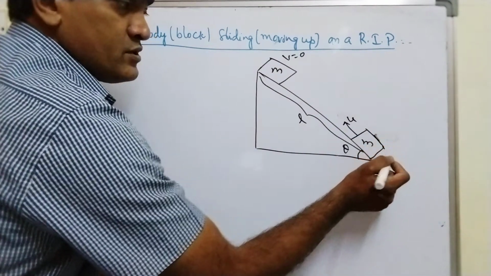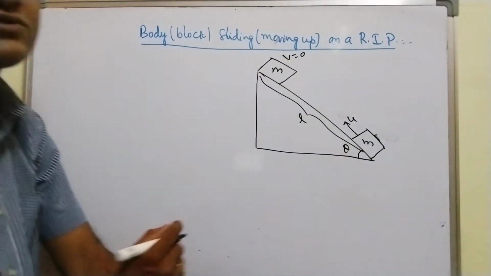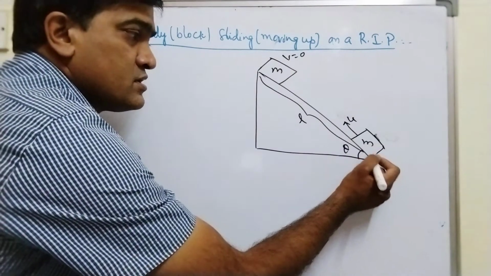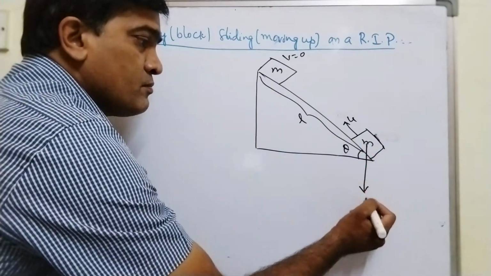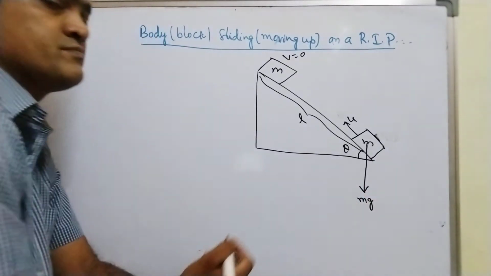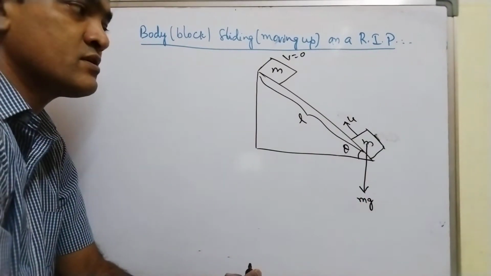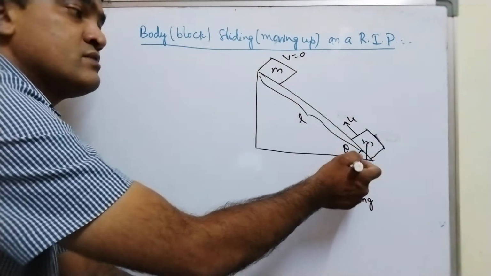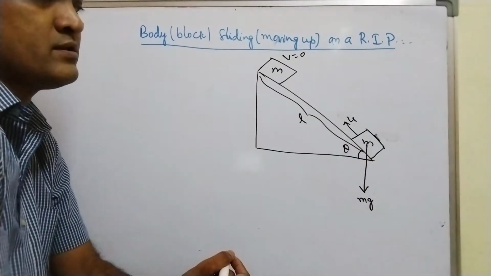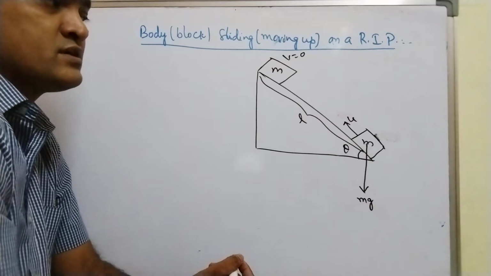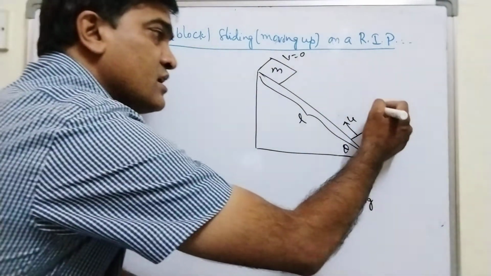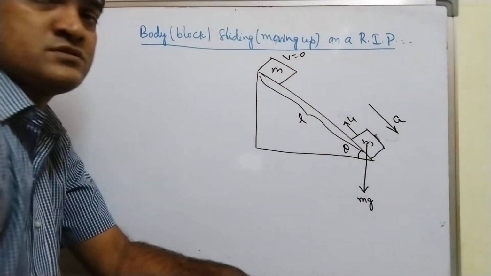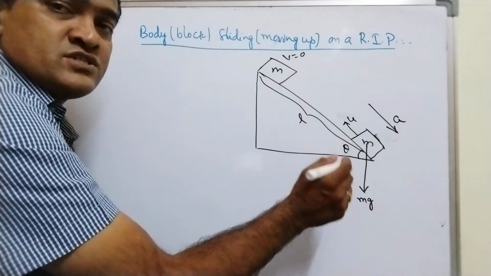Now again you have to remember, always resolve the weight of the block into two rectangular components. The weight of the block always acts vertically downwards. It is resolved into two rectangular components: one along the plane and the other perpendicular to the plane. Even though the block is moving upwards, it is retarding with an acceleration in the downward direction, which means the acceleration is negative.